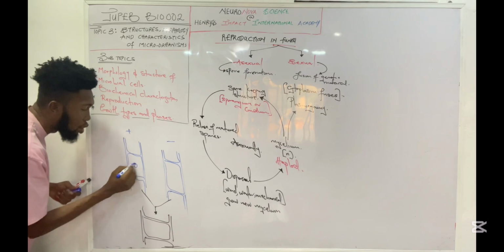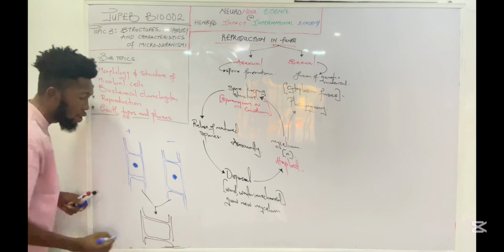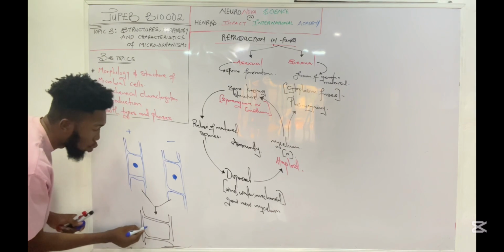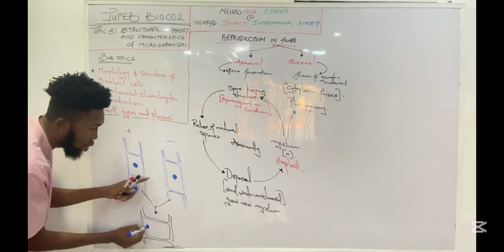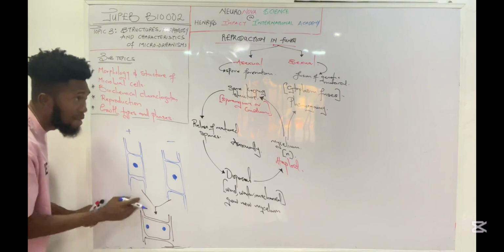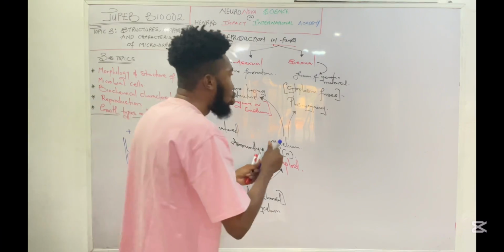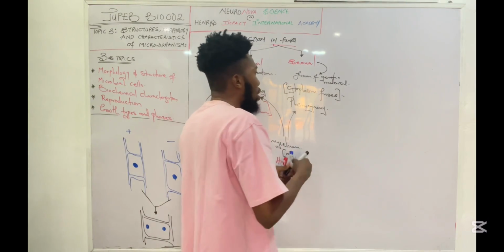Initially, this guy had one nucleus. This one had one nucleus. But what's going to be happening now? We are going to be having a state where you have this guy, one nucleus, and the other guy, one nucleus. So the nucleus did not fuse, it's only the cytoplasm that fused. That's plasmogamy, right?